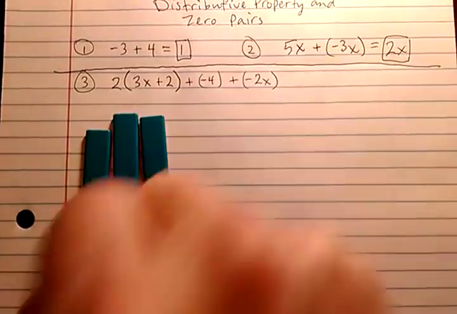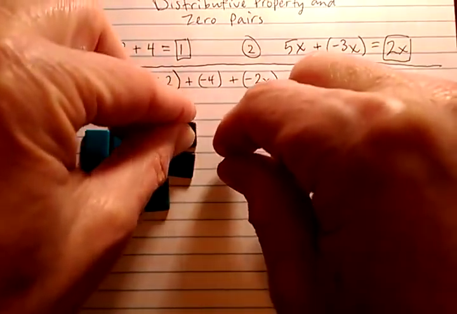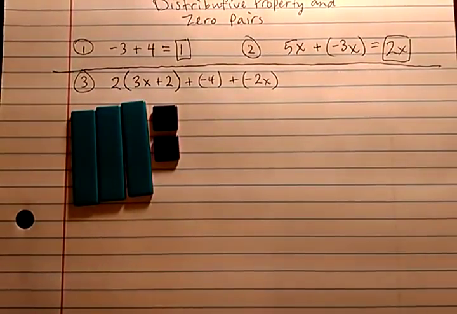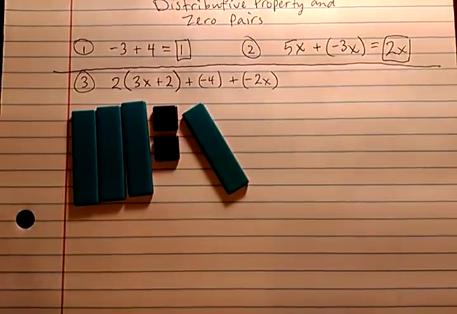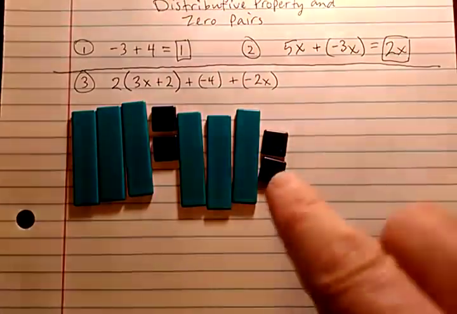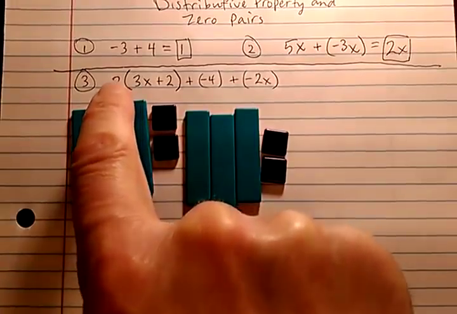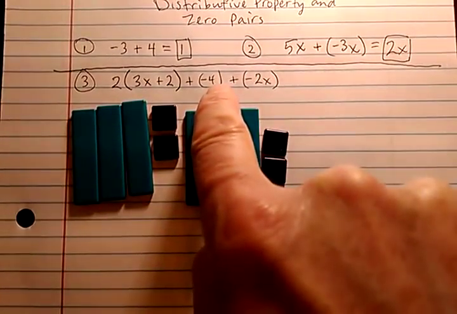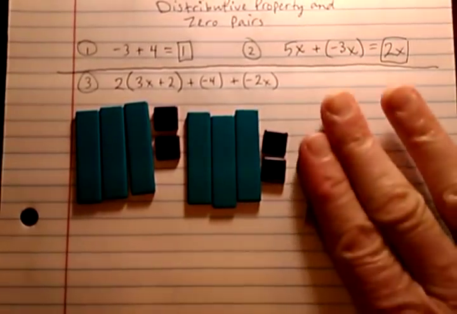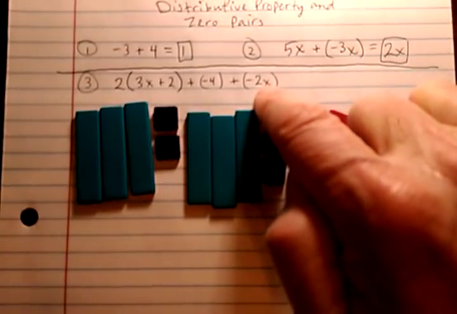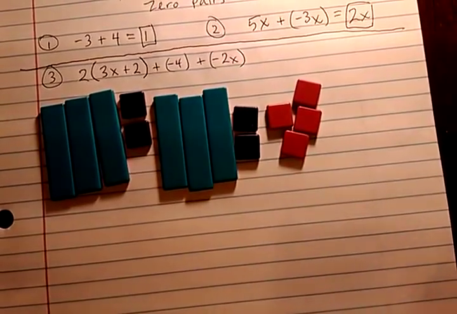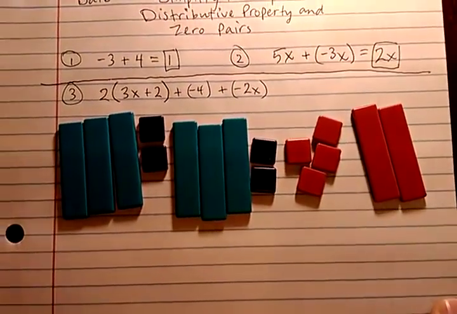Here's 3x plus 2, but I don't just have one group, I'm multiplying it times 2, so I have two of those. So here's another 3x plus 2. So now we have 2 times 3x plus 2. But I also need to add negative 4. So I've got negative 4 that I'm adding. And I need to add negative 2x. So I need two x's that are negative. There they are. So that's the whole expression right there.